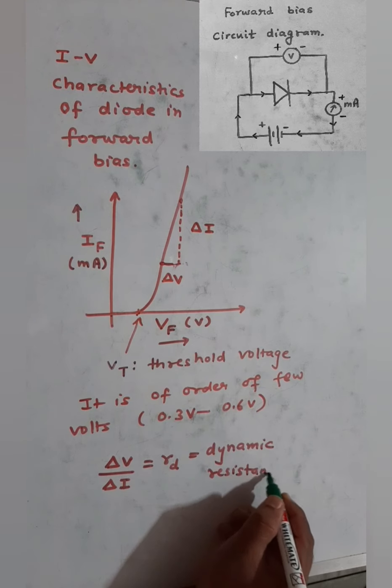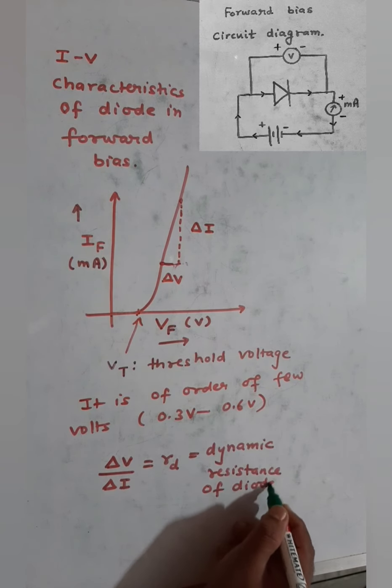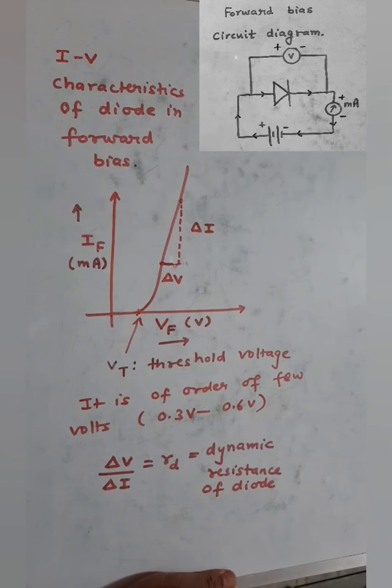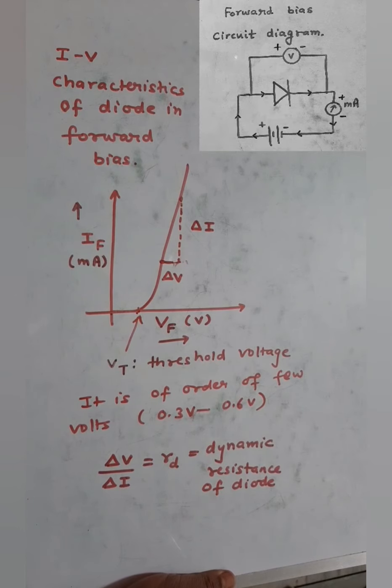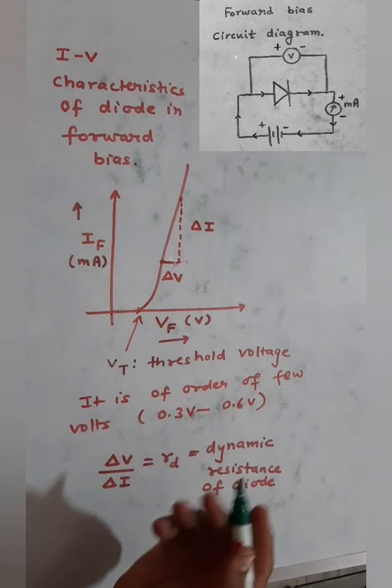The change in voltage required for a change in current is called RD, the dynamic resistance of the diode. Why do we say dynamic? Because it is not obeying Ohm's law, and the curve is not a straight line. That is why it is called a dynamic resistance, because the diode is still in the active region and its resistance will be changing. But we get an idea, and it is of the order of a few ohms.